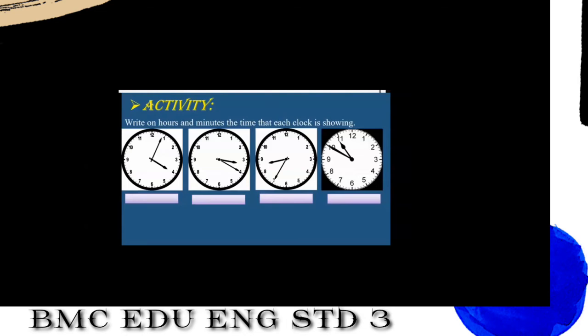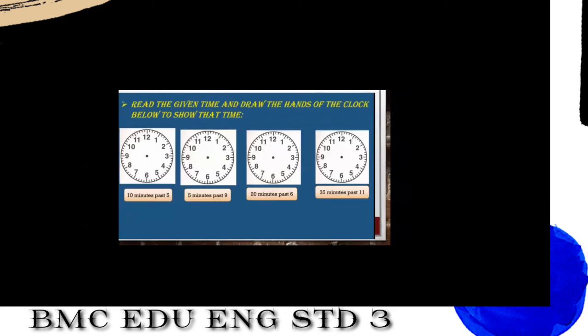Now this is the activity, students. Write in hours and minutes the time that each clock is showing. You have to write the hours and minutes. Read the given time and draw the hands of the clock below to show that time. Yes, you have to draw the hands on this clock. Got it, children?